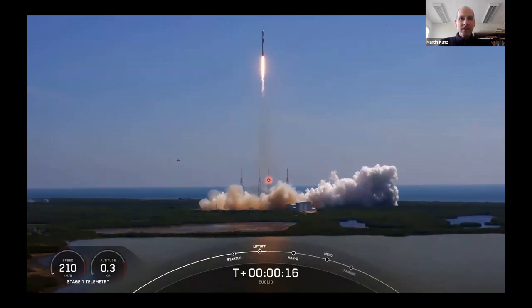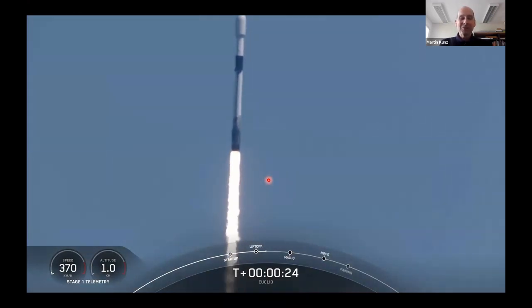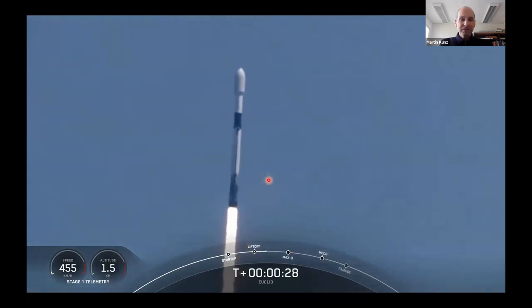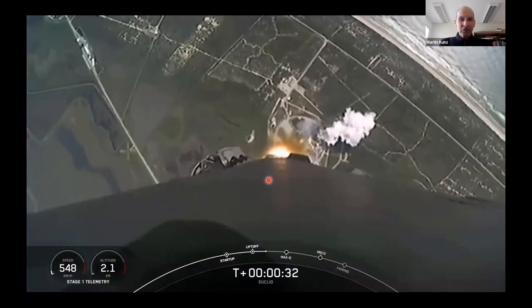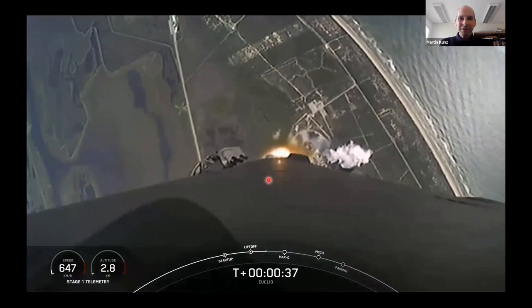So one thing you cannot see here is how bright these flames are. They are much brighter than they look on screen. So that was quite impressive. So you see the launch pad. We were somewhere to the bottom left, far away.